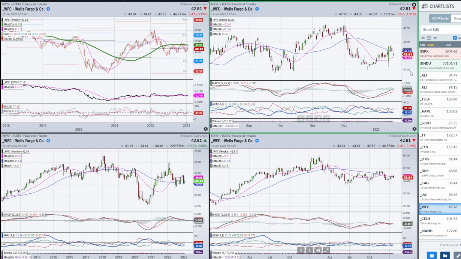Okay, so look at WFC. Now, some of these banks, they had pretty good moves off their earnings. You see this big earnings reversal, but we have sideways. So let's look at the support here and resistance here. We don't really have anything going on in this time frame. The moving averages are sideways.